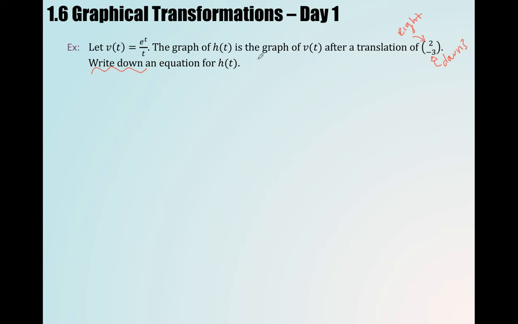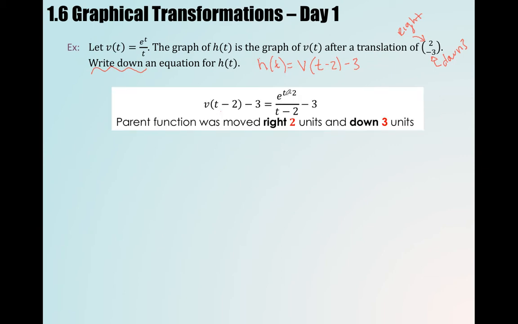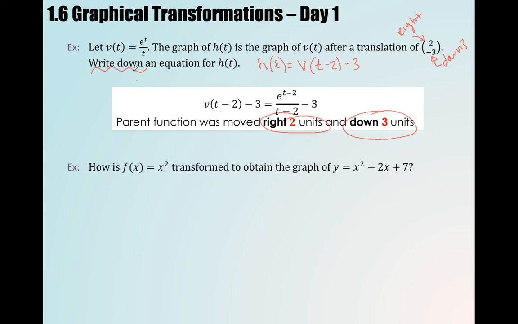Well, then h of t is equal to v of t minus 2, that's right 2, down 3. So what am I going to get? Now, e to the power of t minus 2 divided by t minus 2, minus 3. You're affecting all of your t values. The parent function is moved right 2 units and down 3 units. And you can see that with a calculator. You can plug in some points and see. It's not going to be very nice because you're dealing with e, but if you wanted to, look at a graph of this and compare these two.